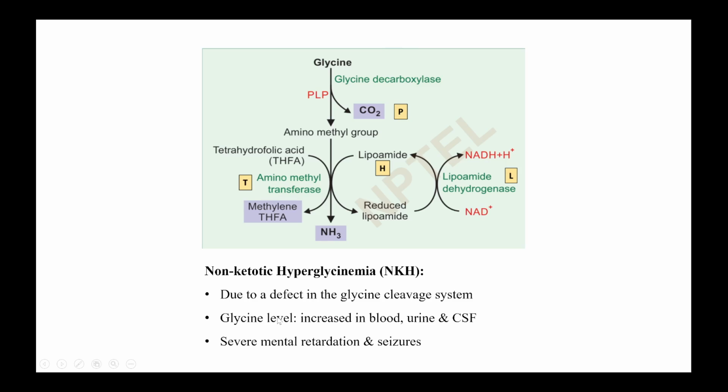This is basically if the glycine is not cleaved, there will be accumulation of glycine, increased levels of glycine in the blood, urine, and CSF, that is the cerebrospinal fluid, and it can lead to severe mental retardation and seizures. Okay. So if the cleavage system of glycine is defective, it leads to accumulation of glycine in the blood, urine, and CSF, and that can lead to non-ketotic hyperglycemia, and the symptoms are severe mental retardation and seizures.